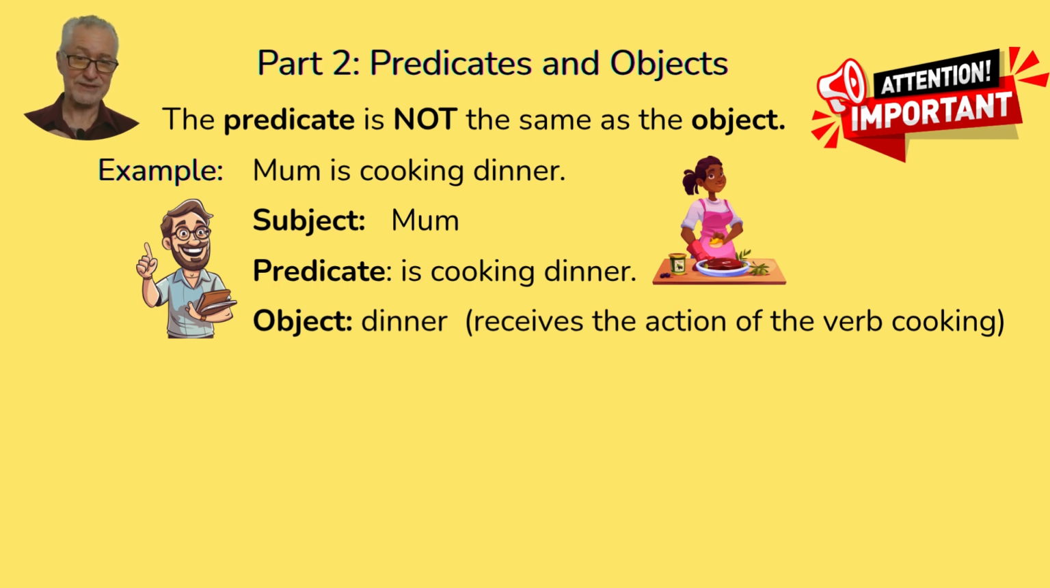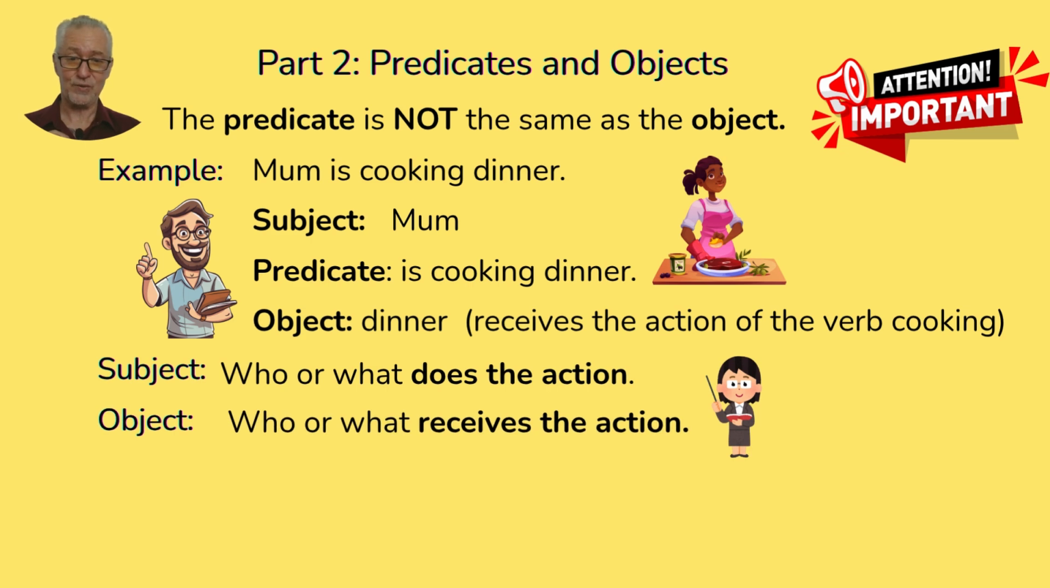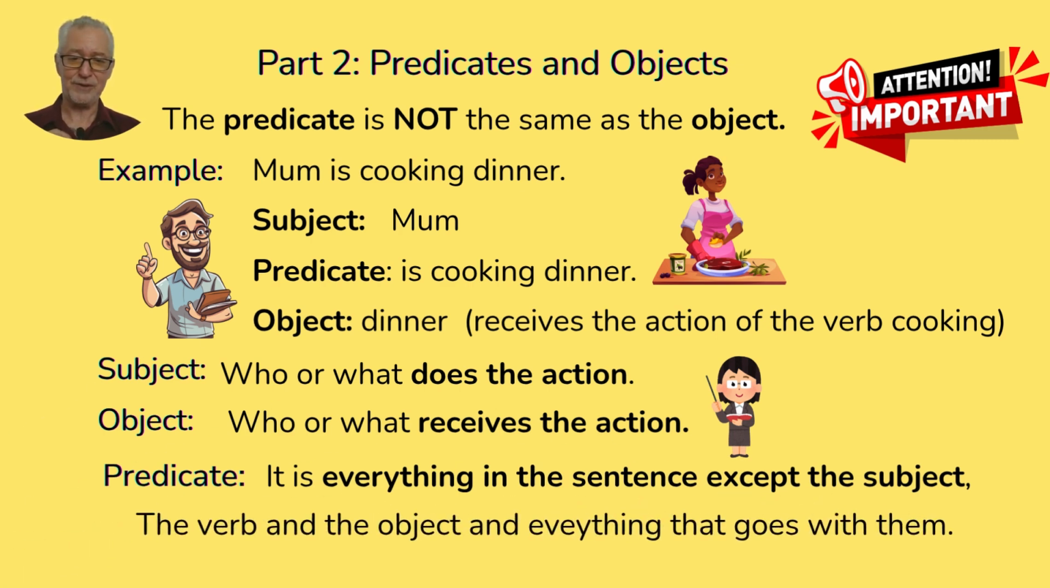So we have our subject, verb, object sentence structure, which is Mum cooking dinner. So Mum is the subject, cooking is the verb, and dinner is the object, the receiver of the action of the verb cooking. So the subject is who or what does the action, the object is who or what receives the action, and the predicate is everything in the sentence except the subject. So it is made up of the verb, the object, and everything that goes with them.